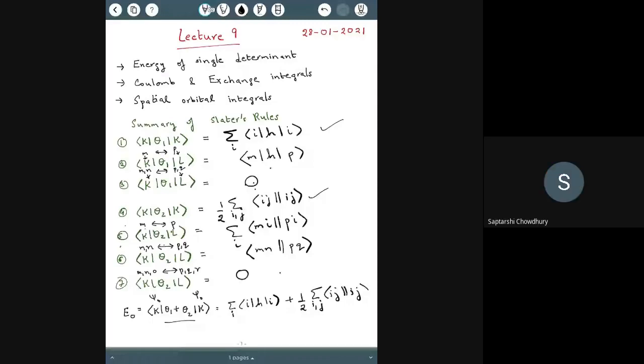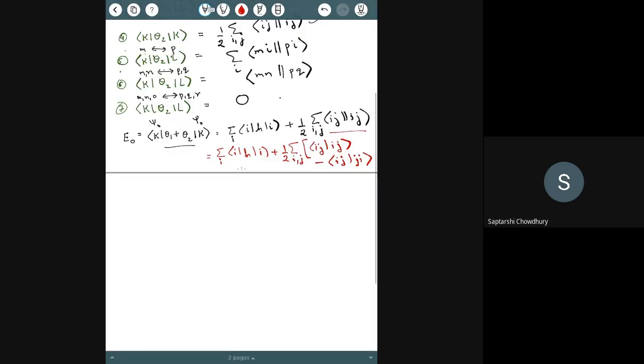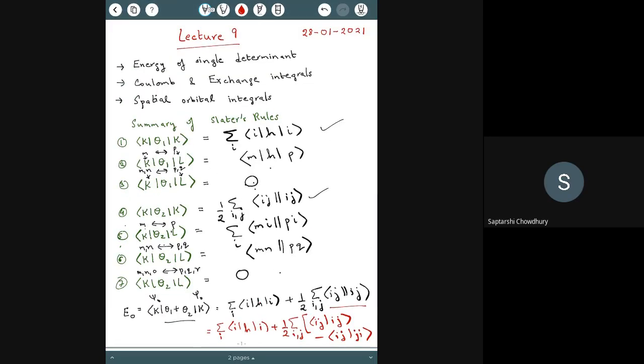And the minus value? The minus value means the exchange. Oh, yeah, that is inside this symbol. So this is equal to, yeah? Yes, ma'am. That is the notation. So I'll also write it explicitly, no problem. ij minus ji. Okay? Yes, ma'am. So then, yeah. So this is straightforward, the energy of the single determinant.